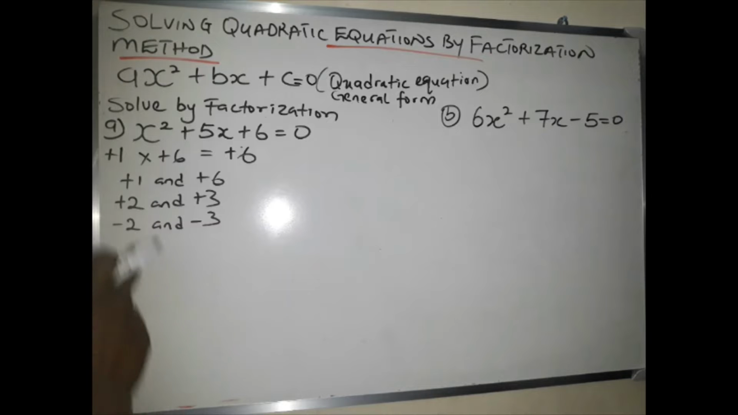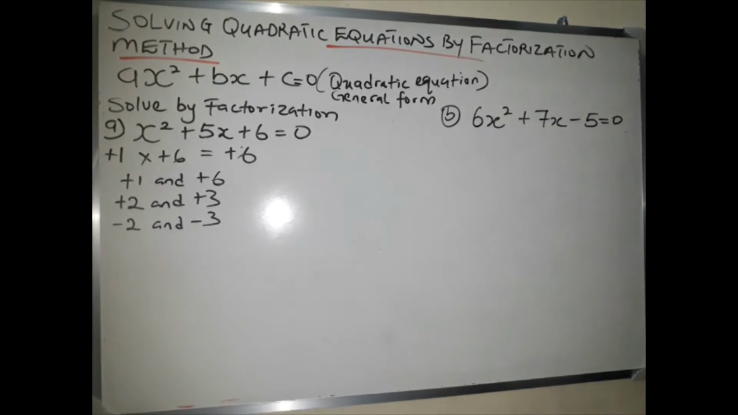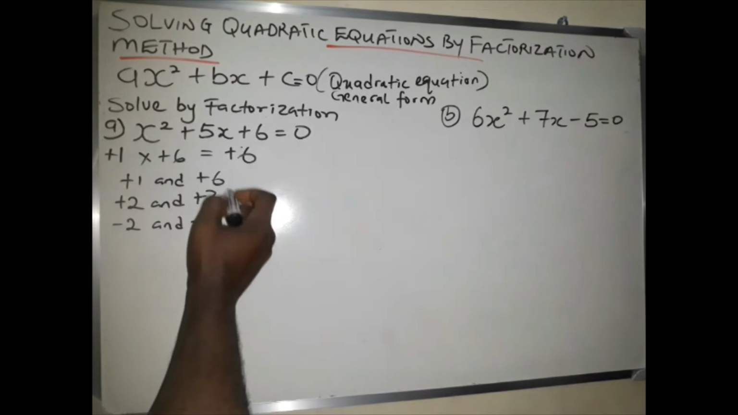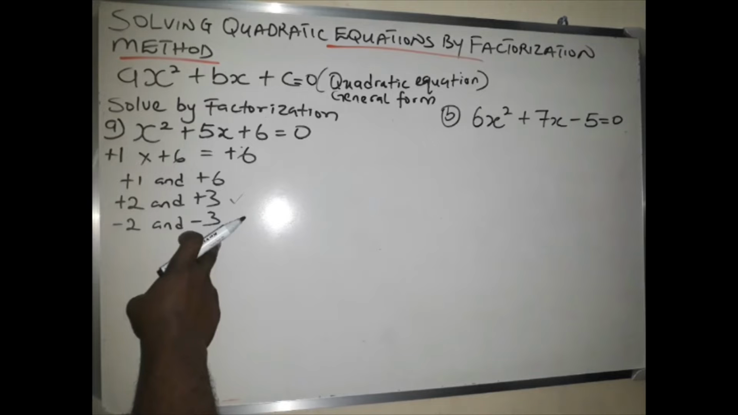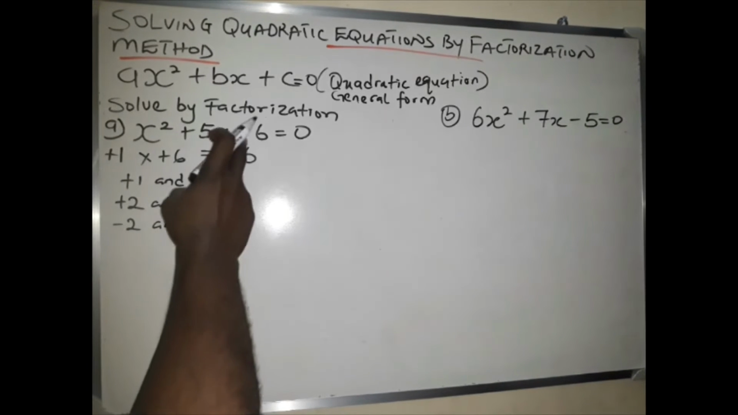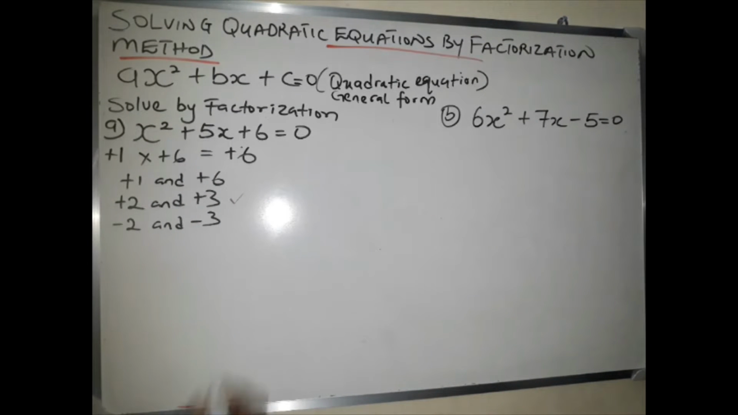But when you add them together, which of them is going to give you plus 5? From what we have here, the only pair of numbers that when added together will give you plus 5 is plus 2 and plus 3. When you multiply them together, they give you plus 6, but when you add them together, they give you plus 5. So you now take these two numbers.